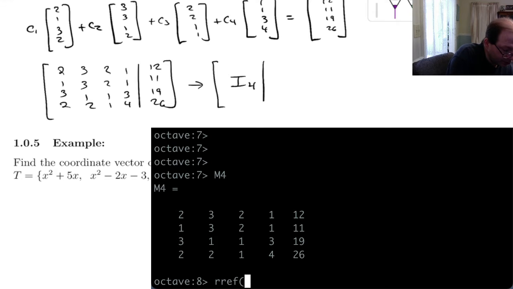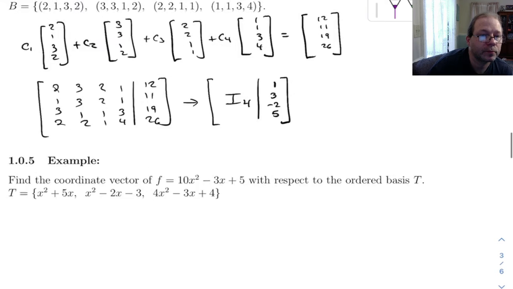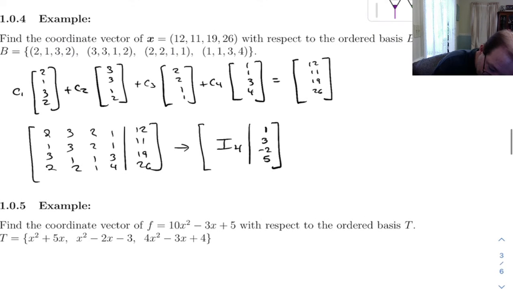So if I row reduce that, it gives me this: 1, 3, -2, 5. So that's my answer. What was this called? It was called x. The coordinate vector of x with respect to B is (1, 3, -2, 5).